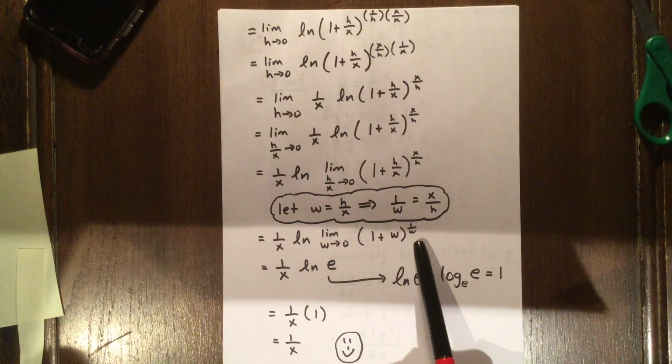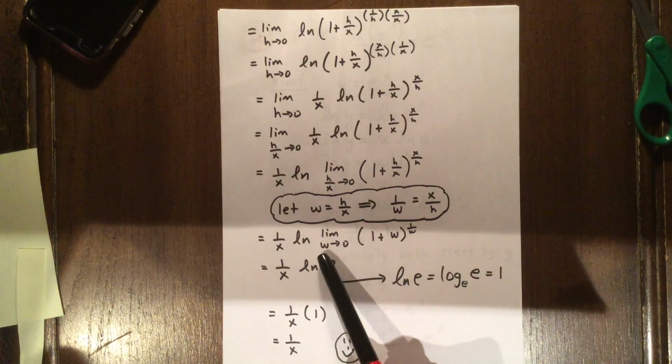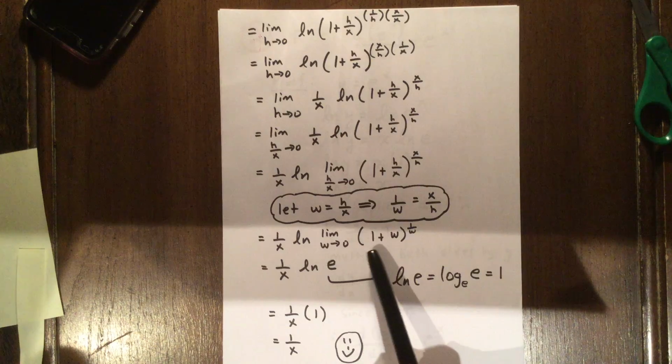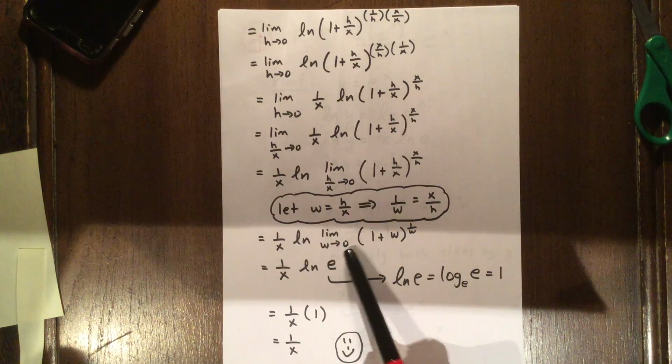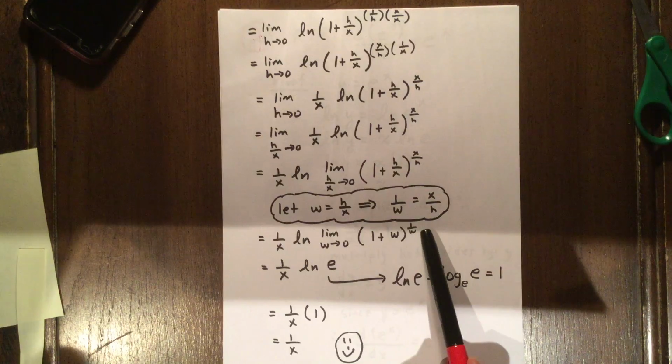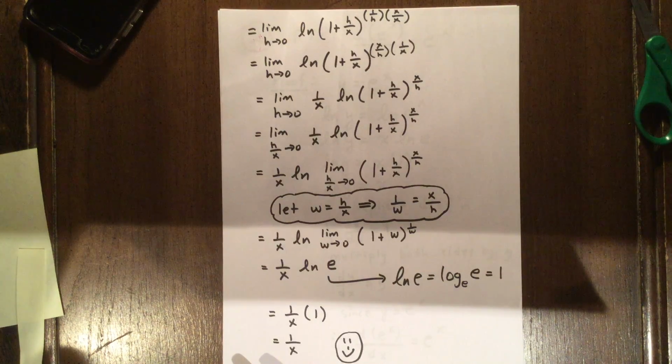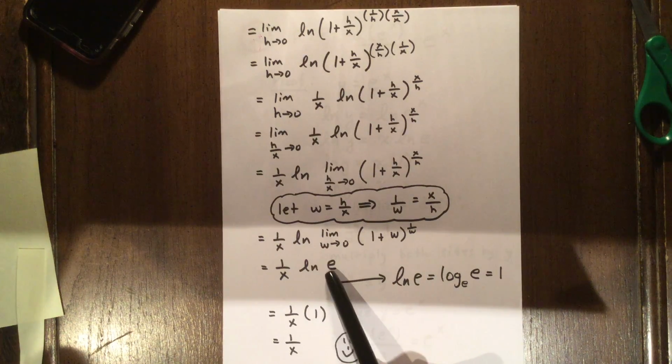Well, what is this? You might recall from the previous page, we said the limit as n goes to 0 of 1 plus n to the 1 over n is e. So the limit as w goes to 0 of 1 plus w to the 1 over w is e. Now, we're doing the ln of e.